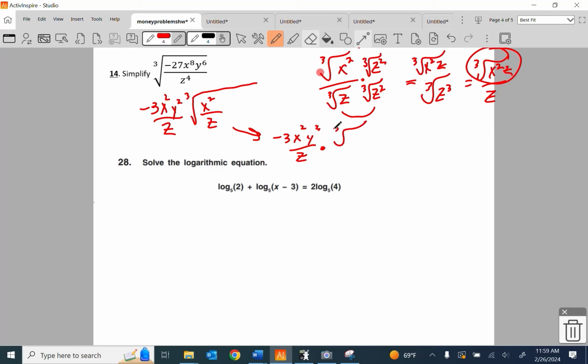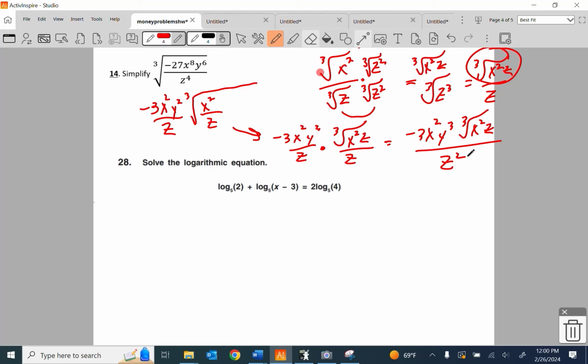The cubic root of x squared z squared also over z. And then I can multiply these together. So negative 3x squared y squared cubic root x squared z sitting pretty over z squared. Kind of interesting in a way.